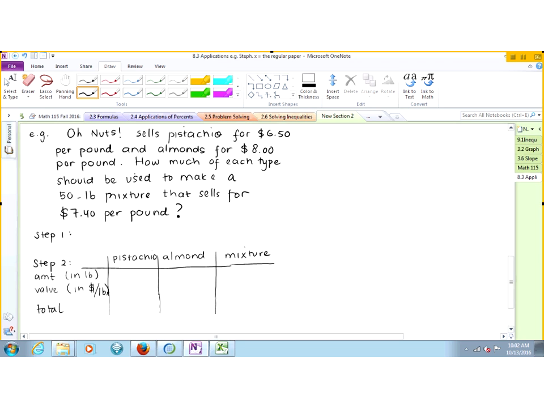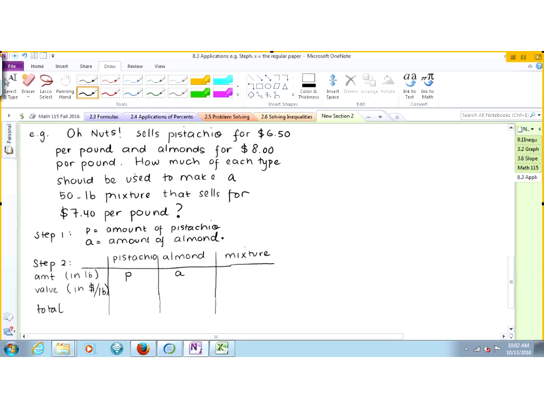Now let's fill it up. How much pistachio do I mix? Do I know? No, but we call it P. So P is the amount of pistachio that you mix. How about almond? What letter do you want to use? A. So A is the amount of almond that we're mixing.